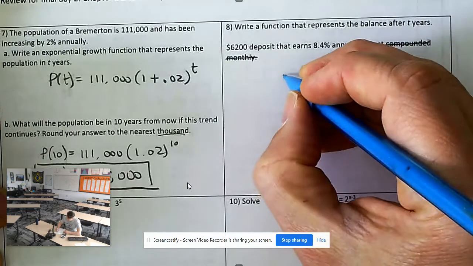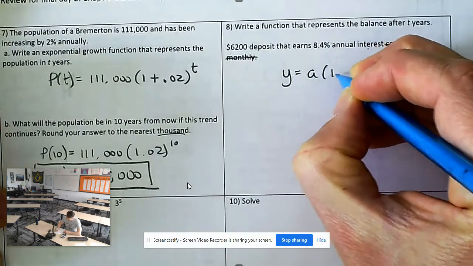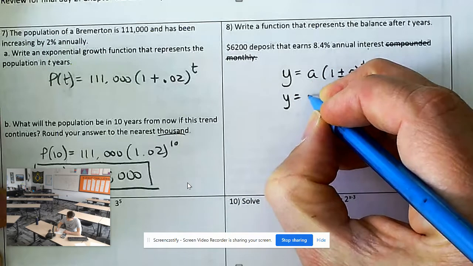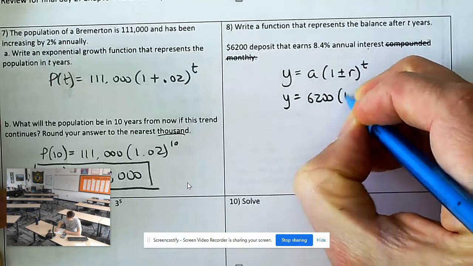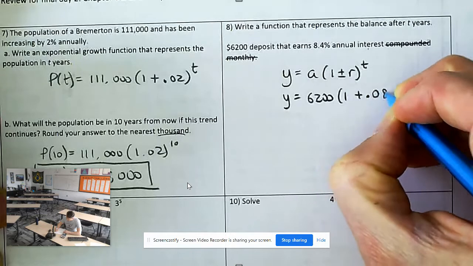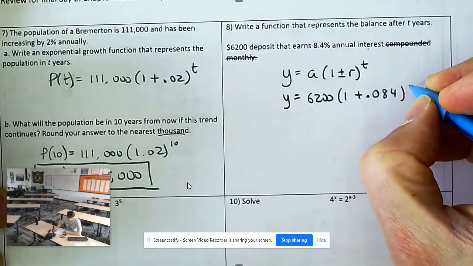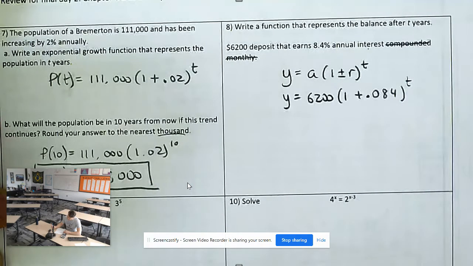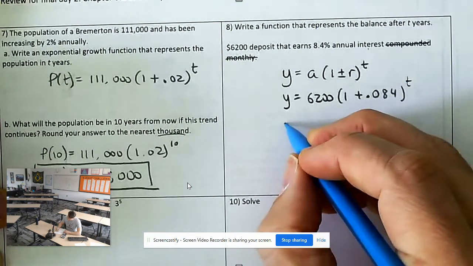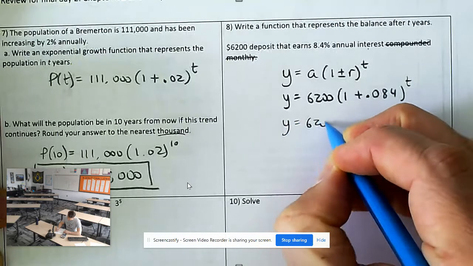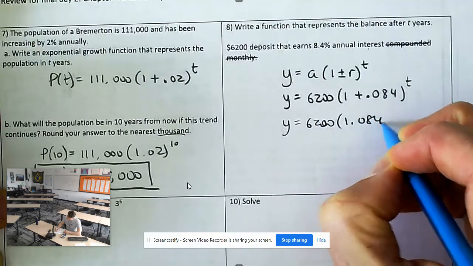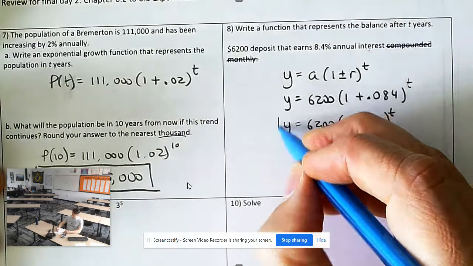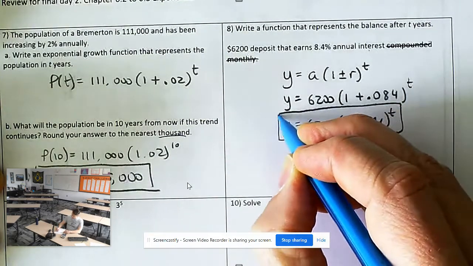Okay, so it's the same equation. My balance after 2 years will be, my initial amount is 6,200, 1 plus 0.084 to the power of t. That's it. Doesn't even ask me a specific number. So you're done. So 6,200 times 1.084 to the t. And you can put a number in for t if we want to know 10 years or 8 years or whatever years, and that would be that.